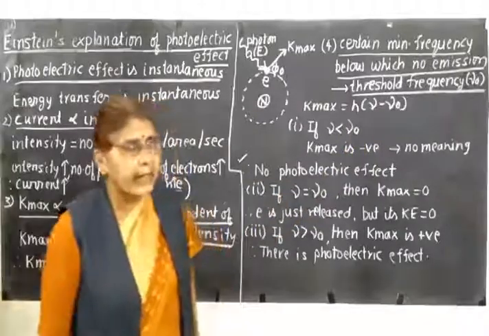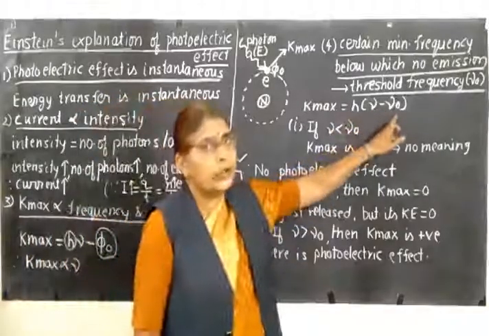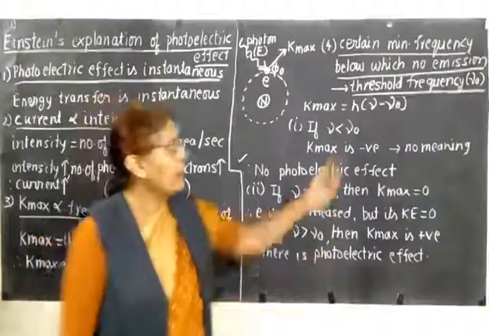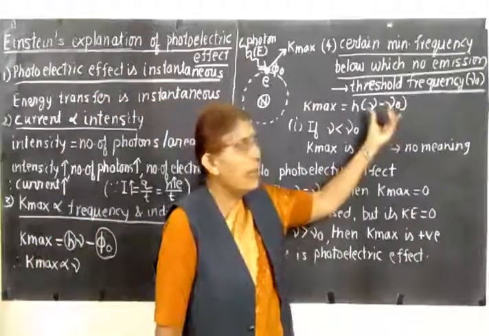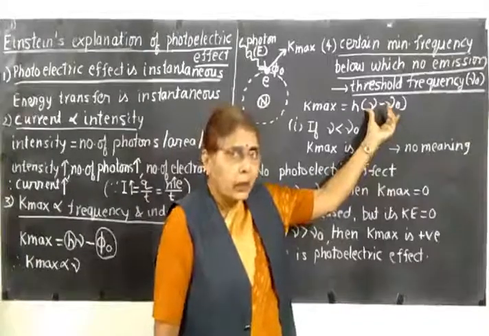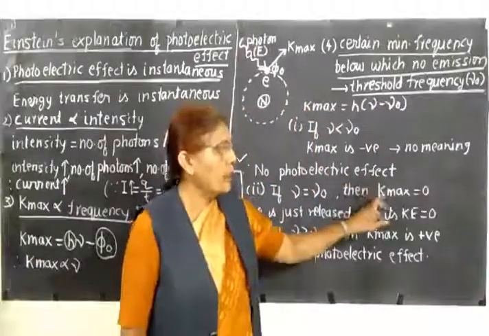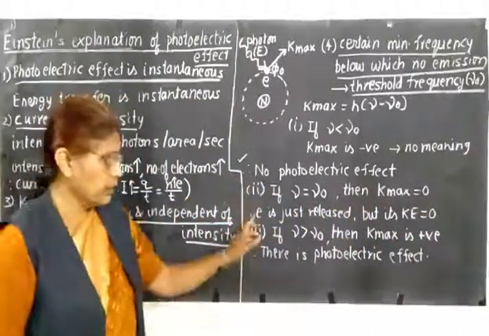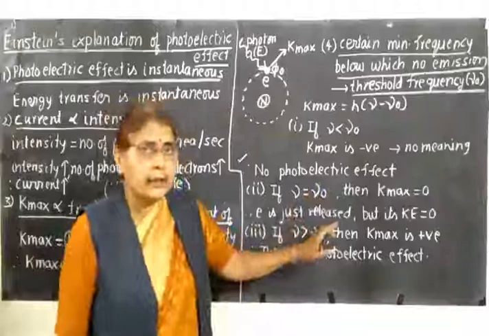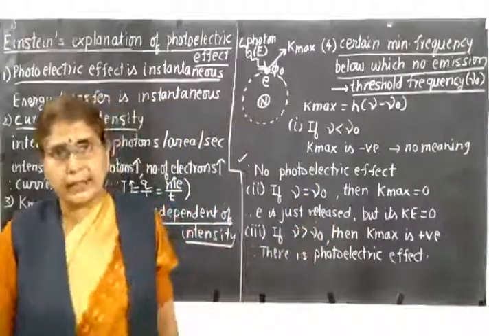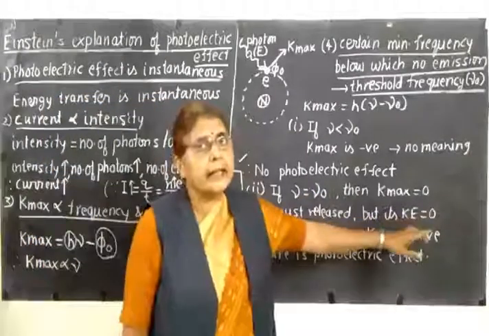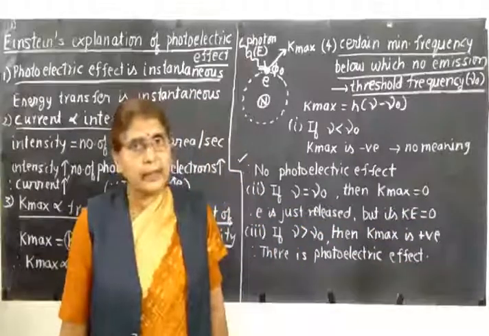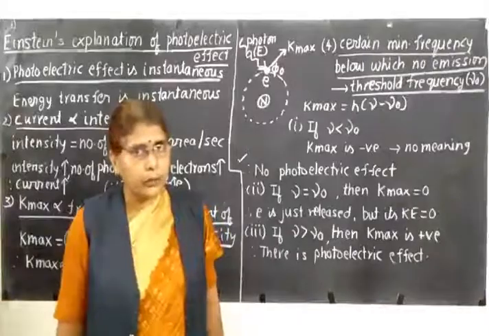Now let us take the second case, nu is equal to nu 0. If nu equals nu 0, what will happen? This difference will be 0. Therefore, Kmax will also be equal to 0. So what is the meaning of this? The electron is just released from the metal surface, but its kinetic energy is 0. Means the electron does not move. It is released from the metal surface, but it does not move.